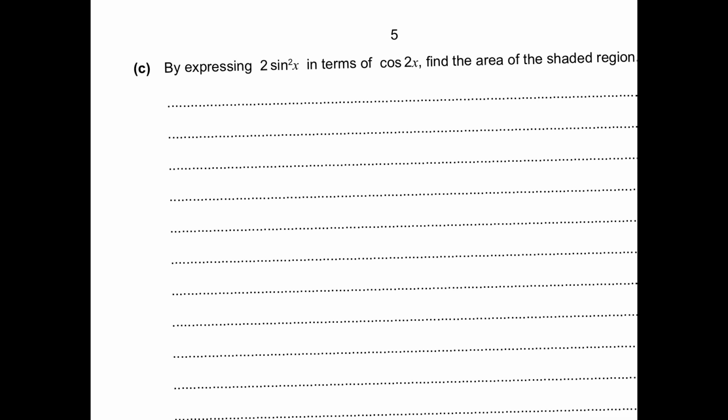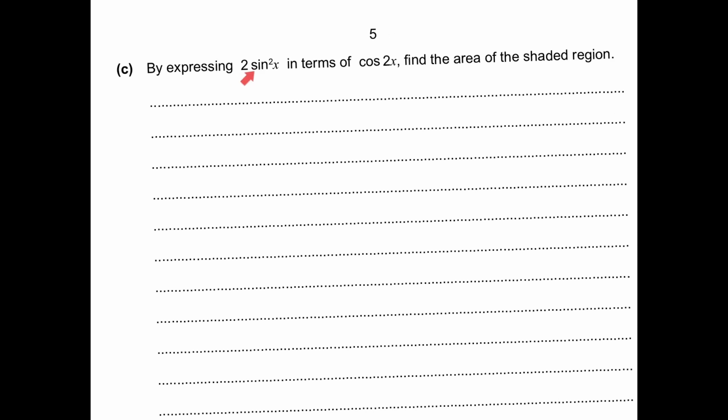So instead of integrating this, first of all, we need to convert it into that. But what does the double angle say? Cos 2x, we know it is equal to 1 minus 2 sine squared x. So we need to manipulate this, make this one the subject of the formula.